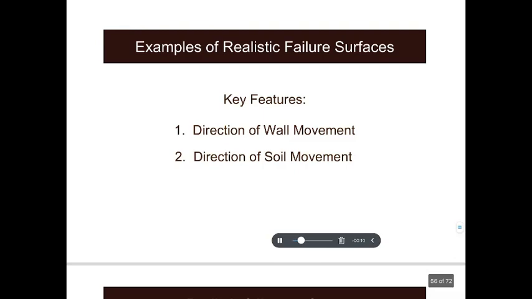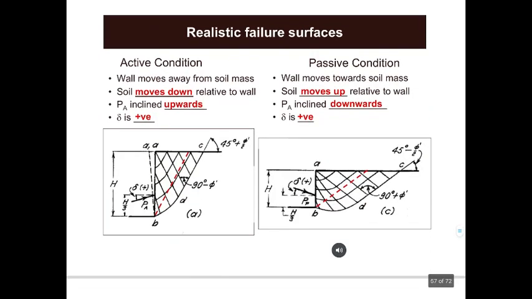Now we are going to look at the realistic failure surfaces, and these failure surfaces actually depend on the direction of the wall movement and the soil movement. We will look at 4 possible cases in both. First, we look at the active condition, where the wall moves away from a soil mass.